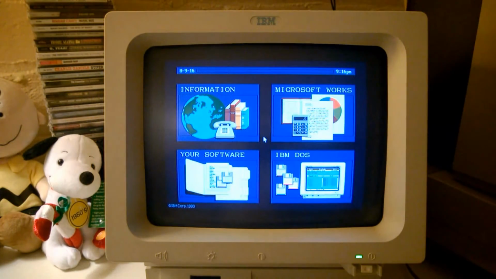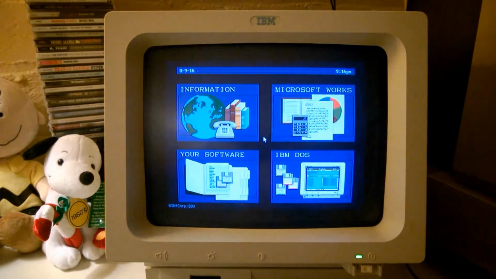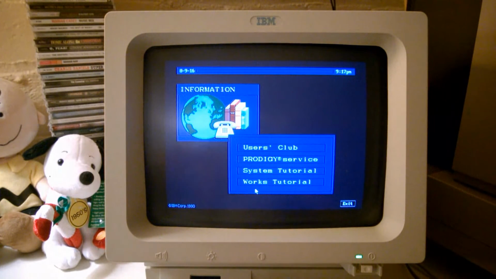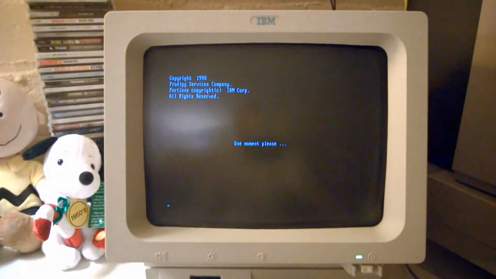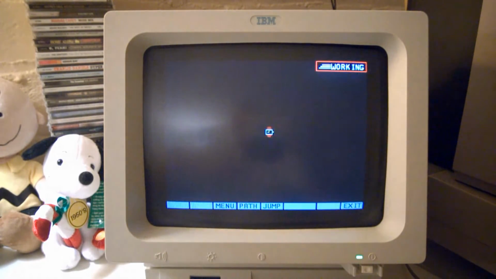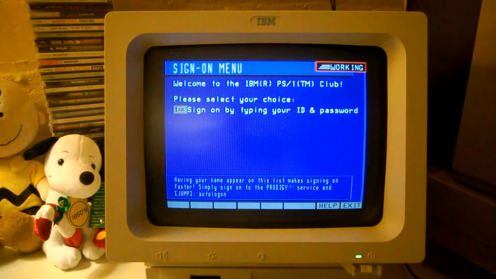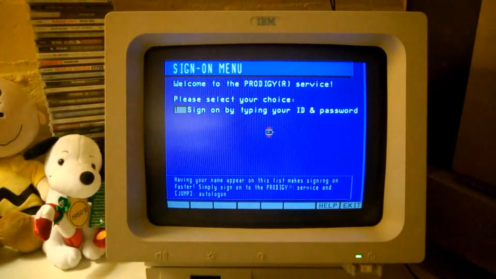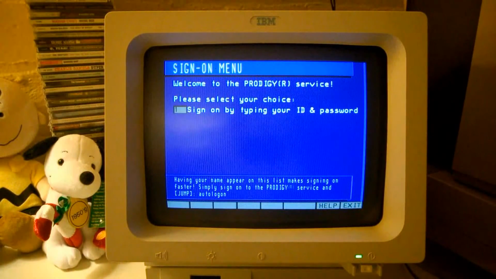It's four main menus, and if we click on information, we have four options. On other IBM PS1 computers, sometimes there's more options than these four right here. But the user hub was basically a service from IBM and Prodigy for PS1 owners to connect with each other. The sign-on screen is no different than the Prodigy sign-on screen, which I will show you in a moment. And yes, that is the sound of the computer, the fan. Very loud.